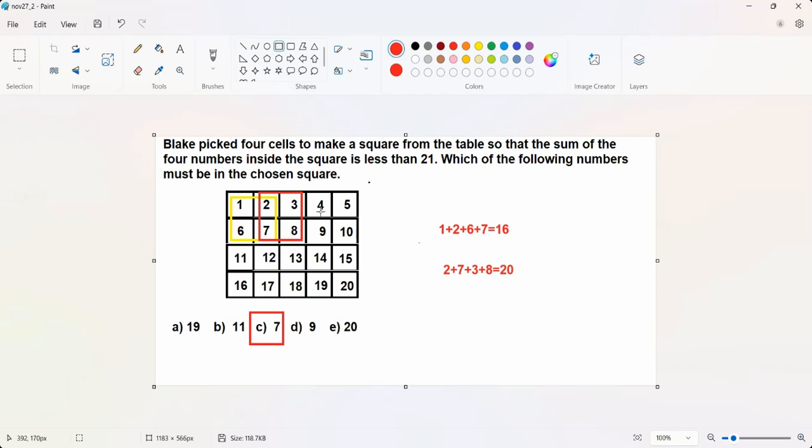Let's see if we get less than 21 in some other way. So let's say we select these four, can it still be less than 21? 3 plus 4 is 7, plus 9 is 16, plus 8 is 24. So no, this cannot be selected. So these are the only two options, and whichever are the common numbers between these two are our must-have numbers. Always remember, must-have is something that is common between the cells.